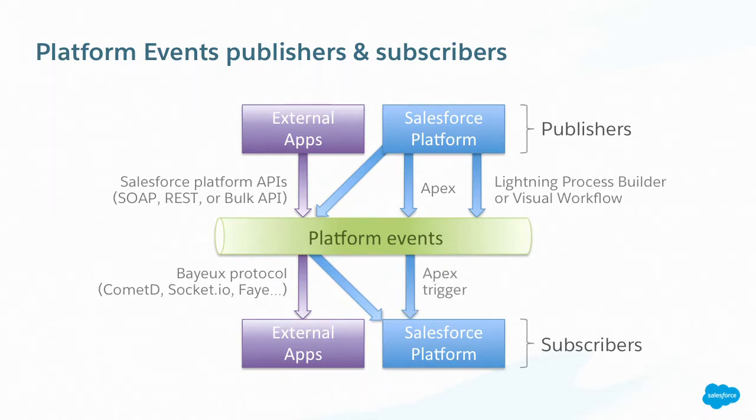Then, for the Salesforce platform, you can write an Apex trigger, which is pretty much like a standard trigger. I will show some code later. And you can also use, since Winter 18, visual tools, like the Lightning Process Builder and Visual Workflow to start a process or start a flow based on a platform event. So this is the new part from Winter 18. These are all the endpoints and publishing options you have on the platform right now.